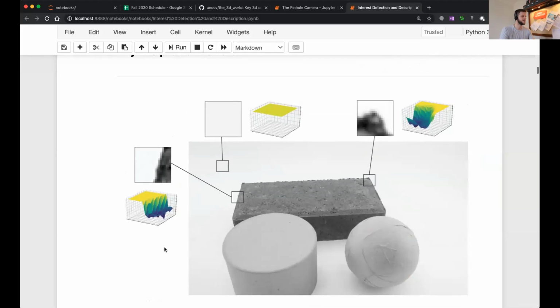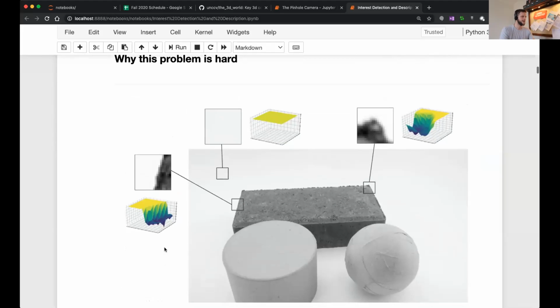So first of all, let's think about why this problem might be hard. Here's an image, and I've taken some zoomed in patches from 3 different regions of the image, and I'm showing the pixel values, right? But I'm also showing a little 3D plot of the RGB intensity values. And if you think about it, if you were trying to track a point from image to image, if you're trying to track a point in a video, for example, which of these 3 points do you think would be easiest to track?